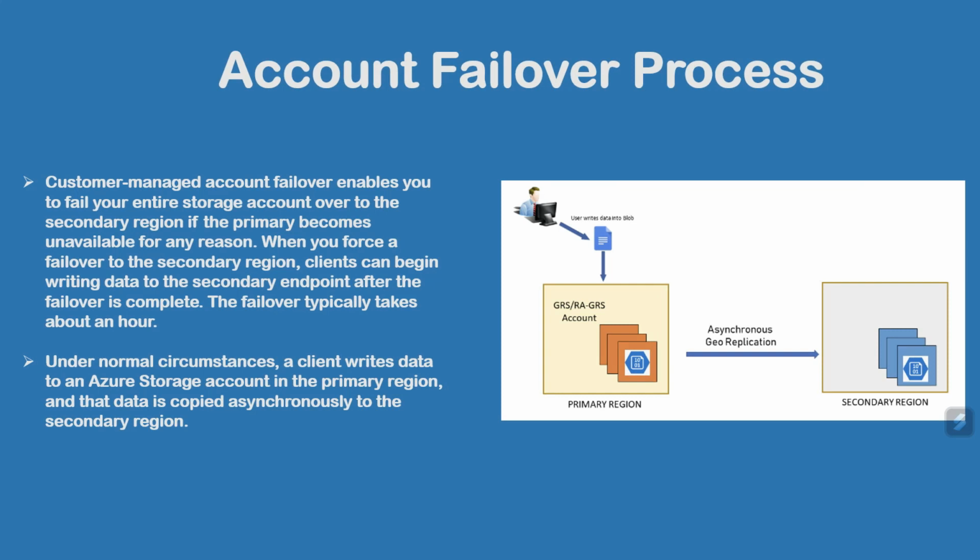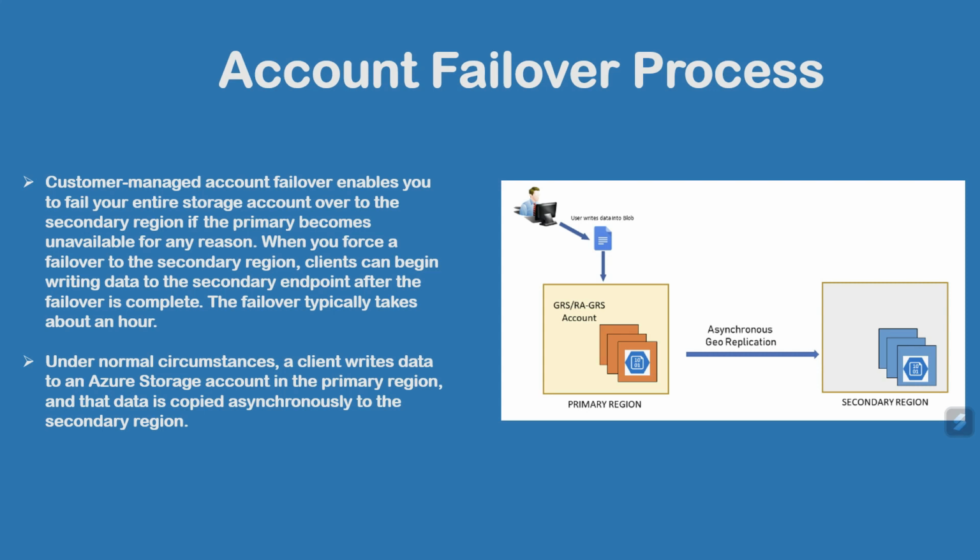Now let's understand the account failover process. A customer-managed account failover enables you to fail your entire storage account over to the secondary region if the primary becomes unavailable for any reason. When you force a failover to the secondary region, clients can begin writing data to the secondary endpoint after the failover is complete. The failover typically takes about an hour, but there is no committed SLA, to be honest.